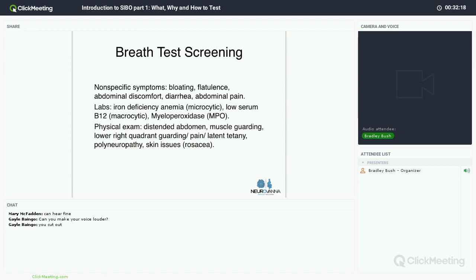Next, on my labs, a lot of my screening labs that I'm doing with my patients in general, I'm looking for iron deficiency, microcytic anemia. I'm looking for low serum B12 or macrocytic anemia, big red blood cells. And I'm also looking at myeloperoxidase levels. Myeloperoxidase is an enzyme produced by neutrophils. It's commonly included in cardiovascular labs because it can be used to monitor progressing atherosclerosis and arteriosclerosis and damage to blood vessels.